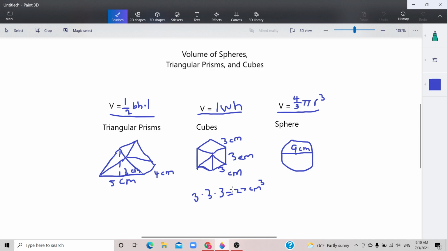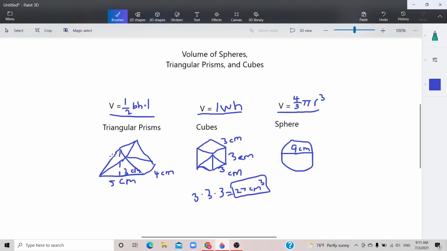And the reason why we put a 3 there is because 3 means 3 dimensions. So 1, 2, 3. So there's 3 dimensions here. So that's why we put a cube there.